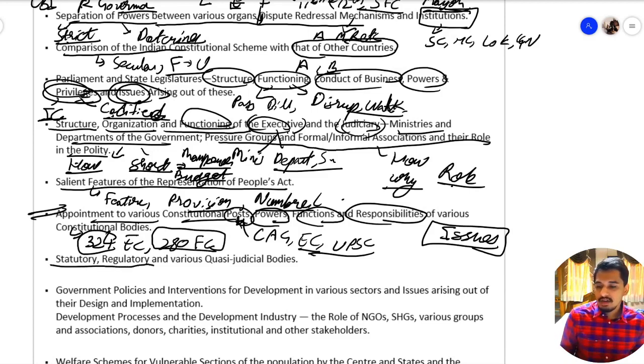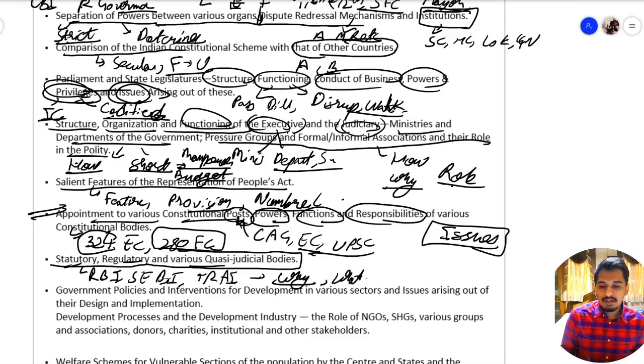Then we have statutory, regulatory, and various quasi-judicial bodies. In this, we will have various bodies like RBI, SEBI, TRAI. So these are statutory, regulatory, and quasi-judicial bodies which are there for regulation purposes. So here we will know why these bodies are needed, what is their functions, and what are the issues with them. Various bodies such as the TRAI are dependent on funding via ministries. They do not have independent budget of themselves, so this affects their independence. So this is one of the issues.